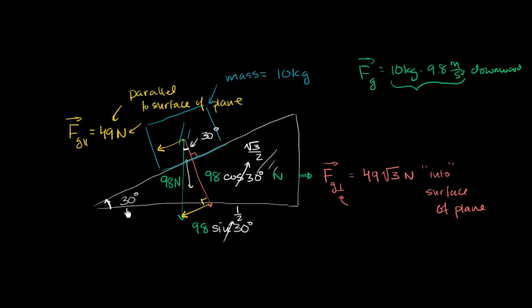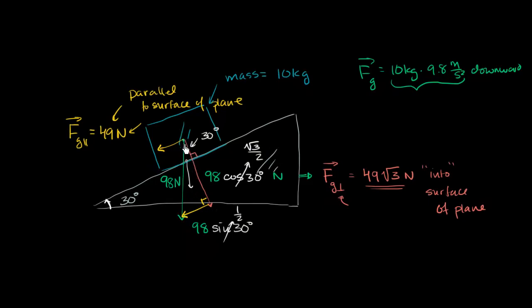So what's going to happen here? Well, if these were the only forces acting on it, so if we had a net force going into the surface of the plane of 49 square roots of 3 newtons, if this was the only force acting in the dimension perpendicular to the surface of the plane, what would happen? Well, the block would just accelerate downward, into the surface of the plane. But we know it's not going to accelerate. We know that there's this big wedge of ice here that is keeping it from accelerating in that direction. So at least in this dimension, there will be no acceleration.